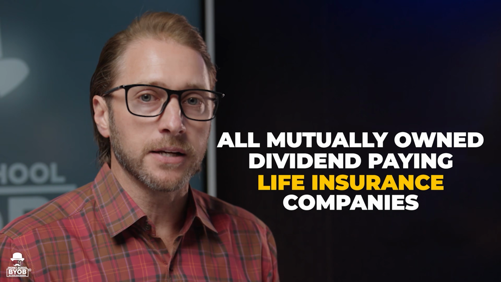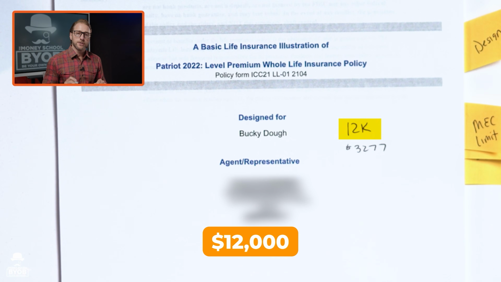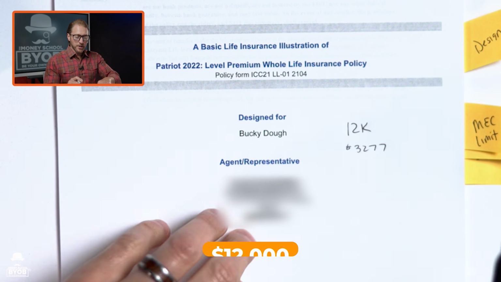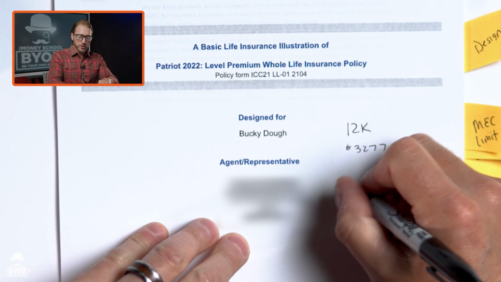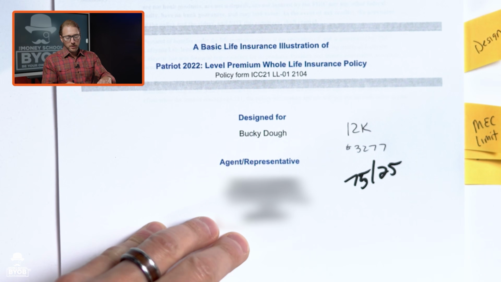Now you can see I've blacked out a bunch of stuff, but this is one of the companies that we use, which are all mutually owned, dividend-paying life insurance companies. This company is one of the top 5 rated life insurance carriers in the space. And this one, like I said, is the $12,000 premium deposit per year. And it's also a 75-25 design, okay? Let's move on to it.